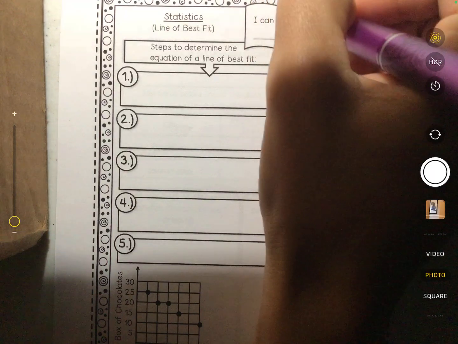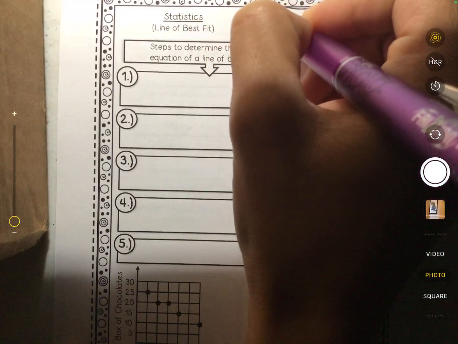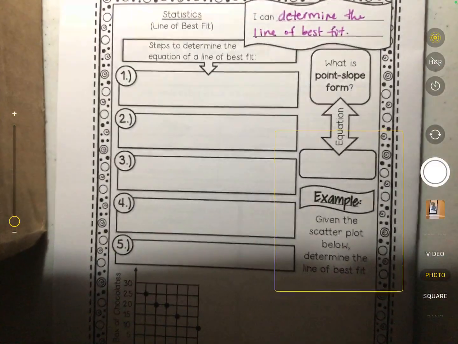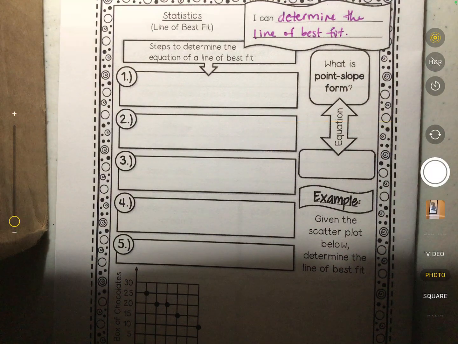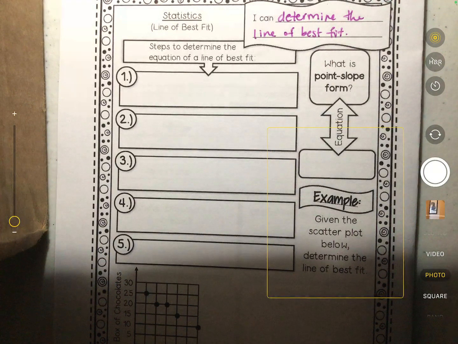I can determine the line of best fit. Okay, so what this is, it's going to be a scatter plot, meaning all the points aren't exactly in a line, but we're going to be able to find the line that goes through most of the points, if that makes sense.